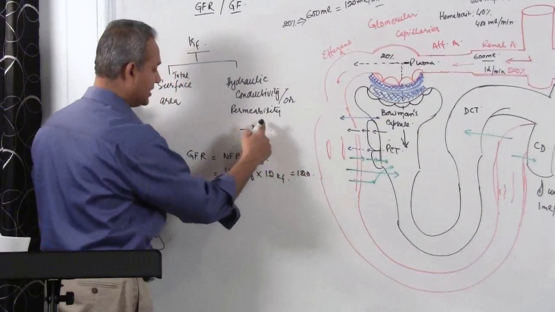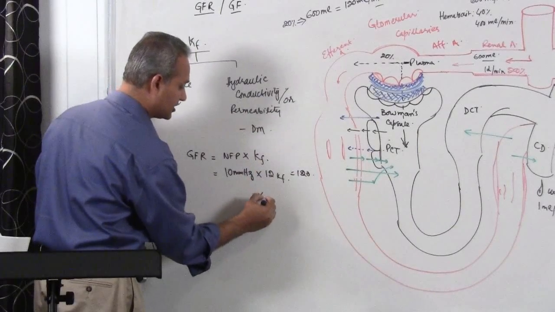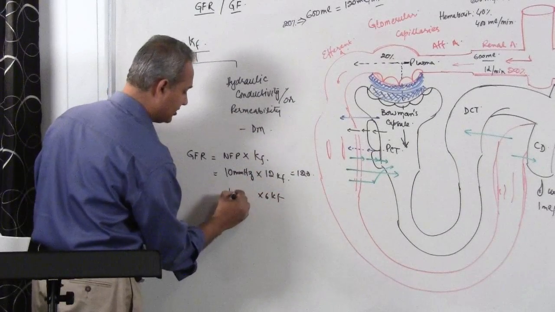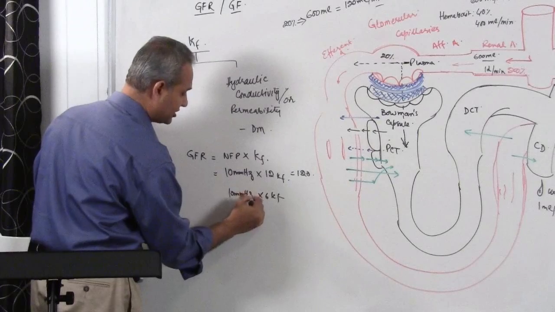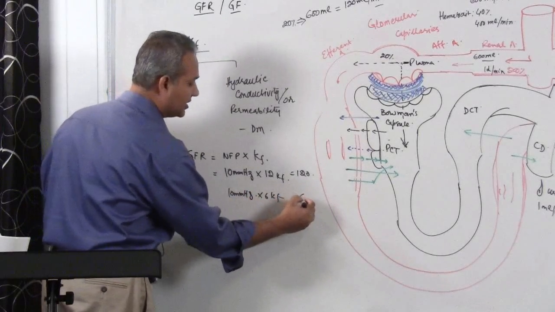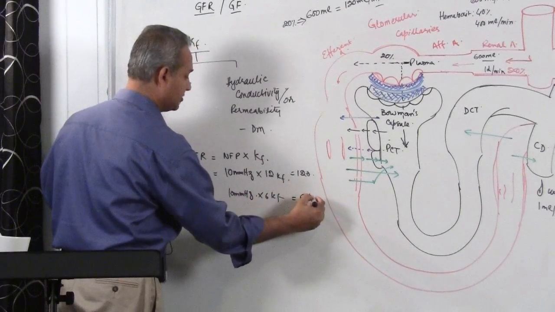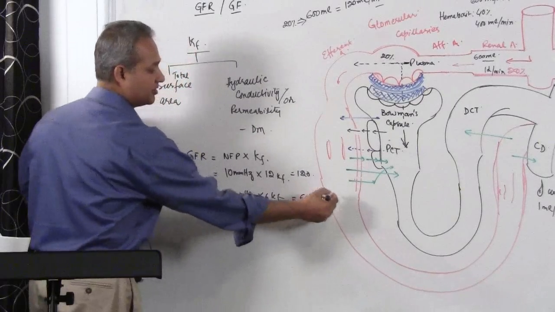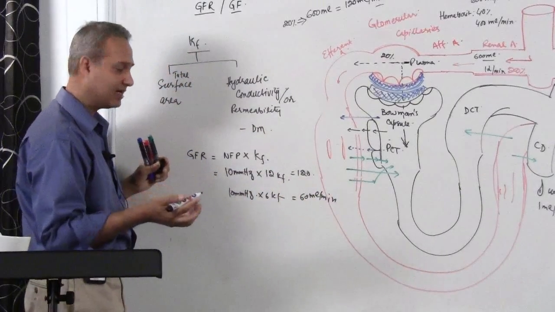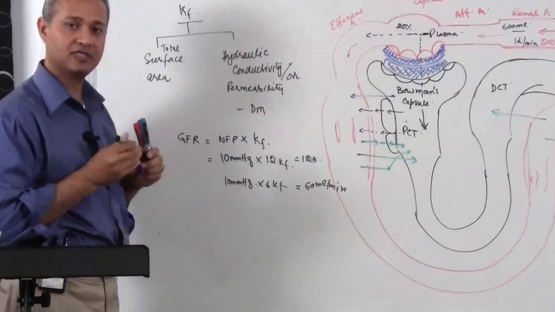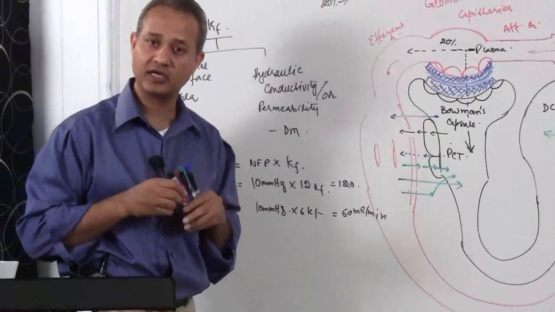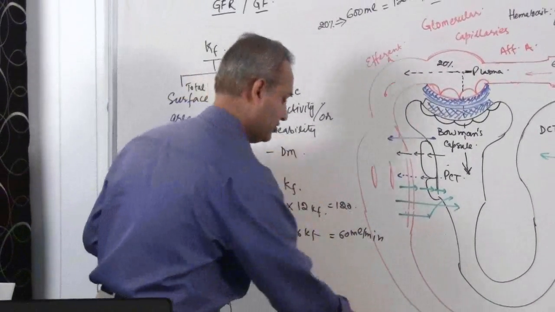Now if due to diabetes mellitus the coefficient goes down to 6, then that would mean if the net filtration pressure stays the same, the GFR has reduced to 60 milliliter per minute. Make sense? Do you understand? But this is a long-term thing. You cannot say today I got diabetes, tomorrow I come in and I have a coefficient change. No, that's not going to happen.